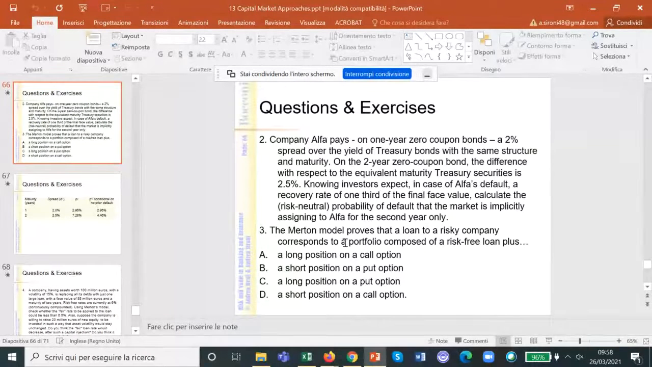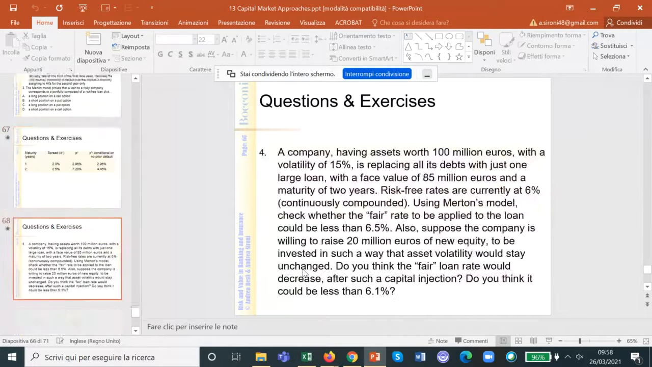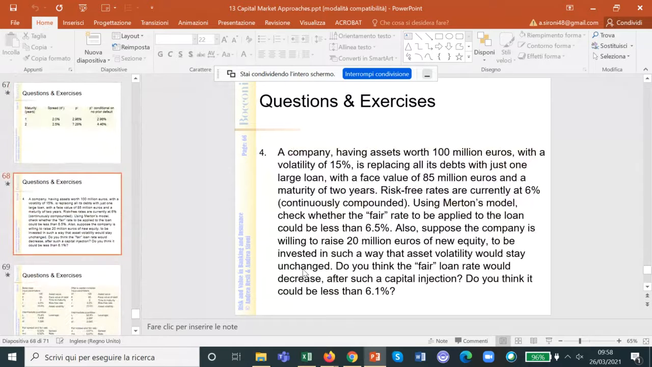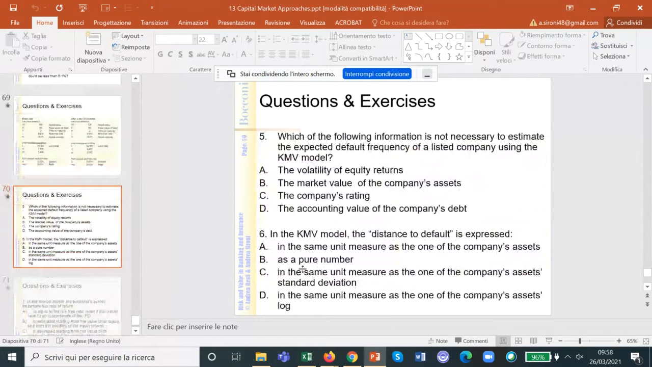No, be careful. I mean, you are the lender, so you're not a long position on the put option, which means you're buying a put option, okay? In this case, you actually have a short position. You're selling a put option to the shareholder. So it's actually B, the correct answer, okay?